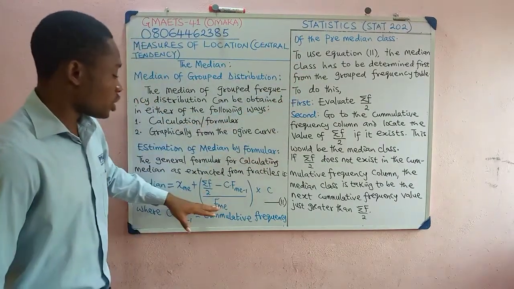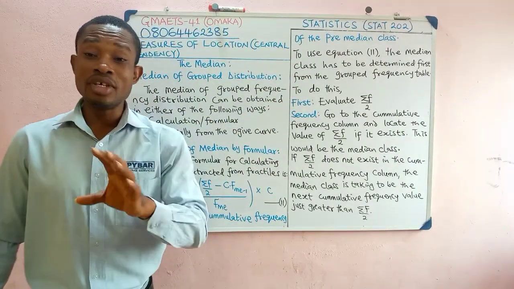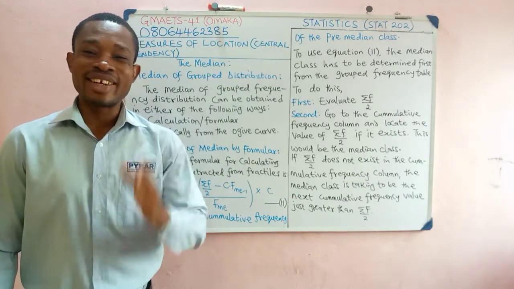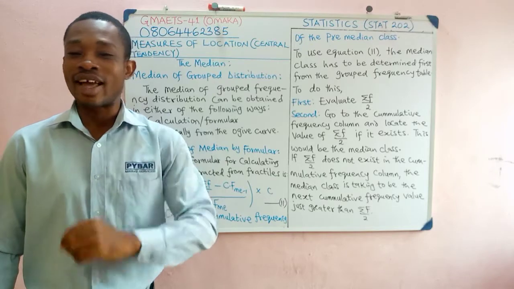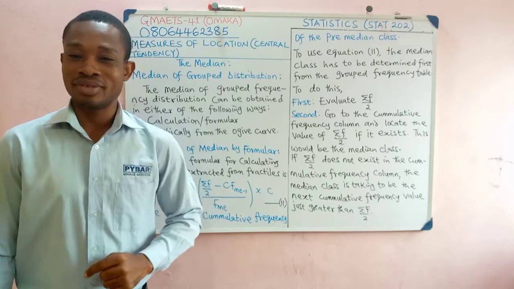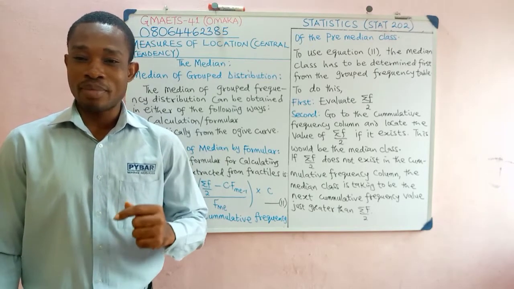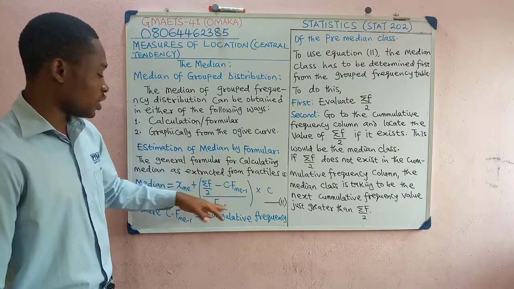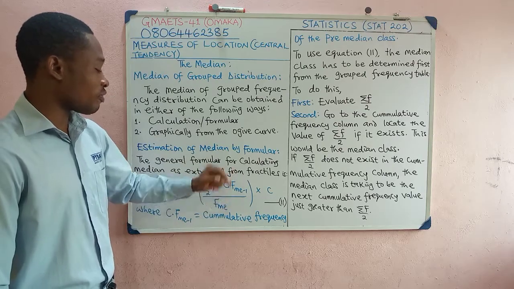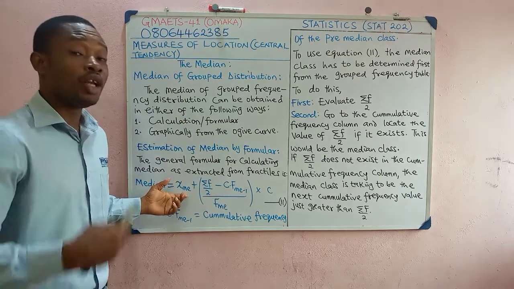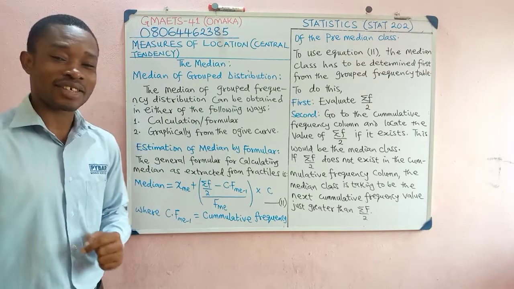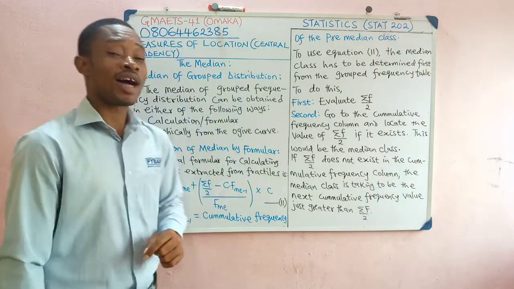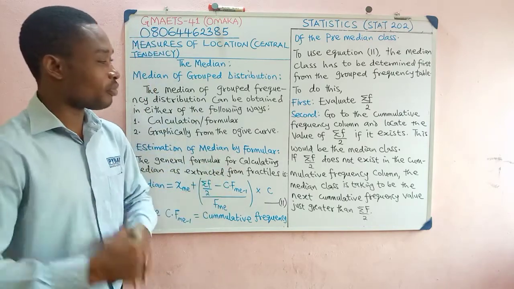For us to use this equation 11 to calculate the median, the first and most important thing we have to do is to determine the class known as the median class from our frequency table. If we are able to determine the median class, then we can obtain the values of the frequency of the median class, the cumulative frequency of the pre-median class, and the lower class boundary of the median class. So take note of that. You must determine the median class from your grouped frequency table.